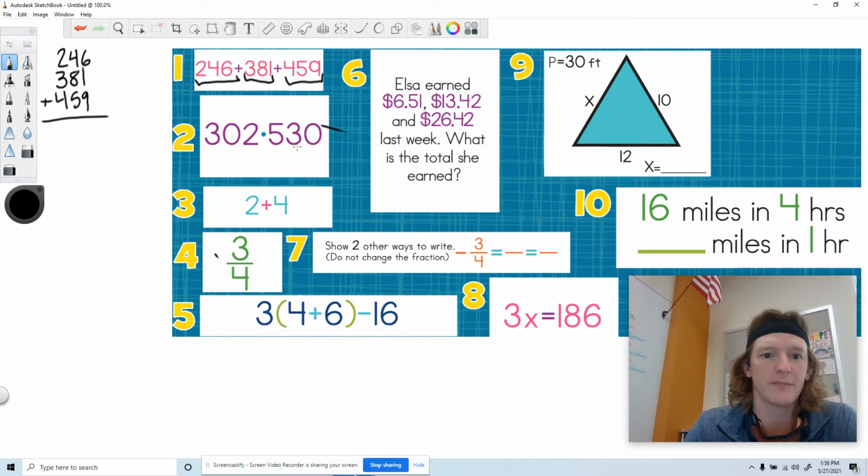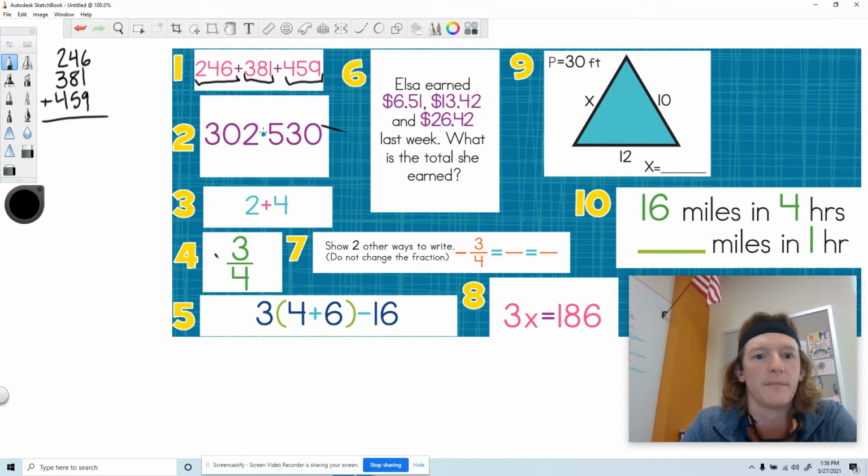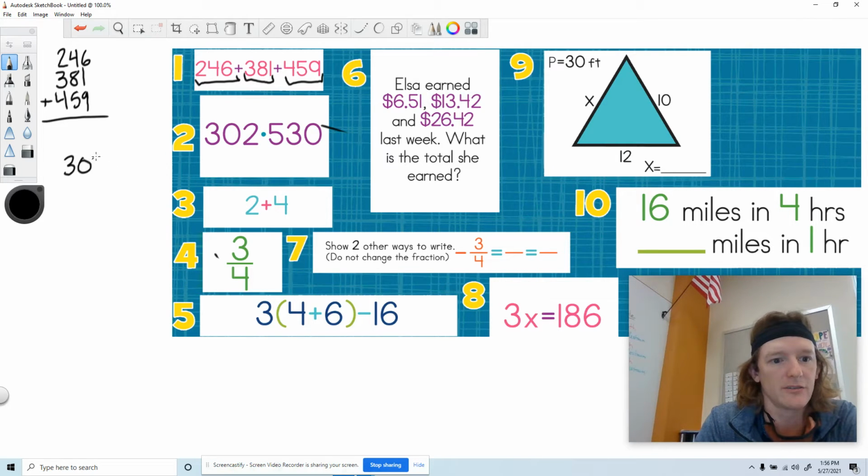Number 2, we need to find the product. We need to do 302. This dot here means multiplication. It kind of looks like a decimal, but it's a dot. It's up in the middle height of these numbers. So we need to make sure that we are doing multiplication here. So we're going to do 302 times 530.